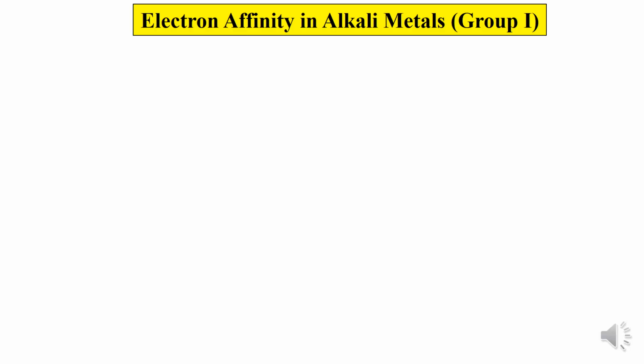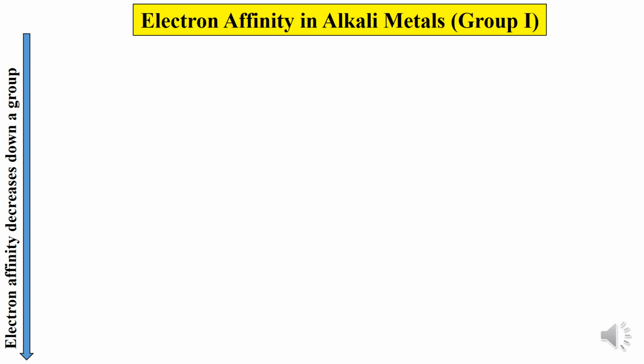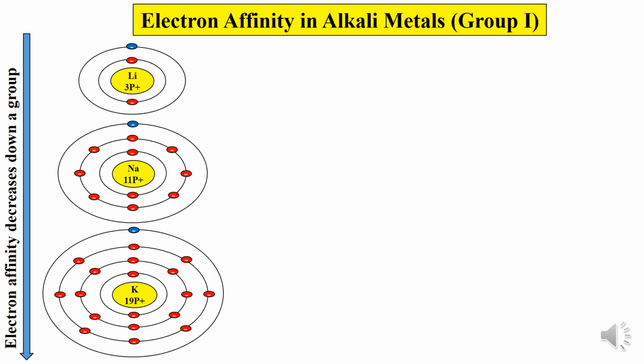Now let's take a closer look at the electron affinity trend in group 1 elements, that is alkali metals. Now going down the group, you know the trend. Electron affinity decreases going down a group. Lithium, sodium, potassium, rubidium, cesium, francium. So the electron affinity value decreases going down the group, which can be clearly seen in the values.